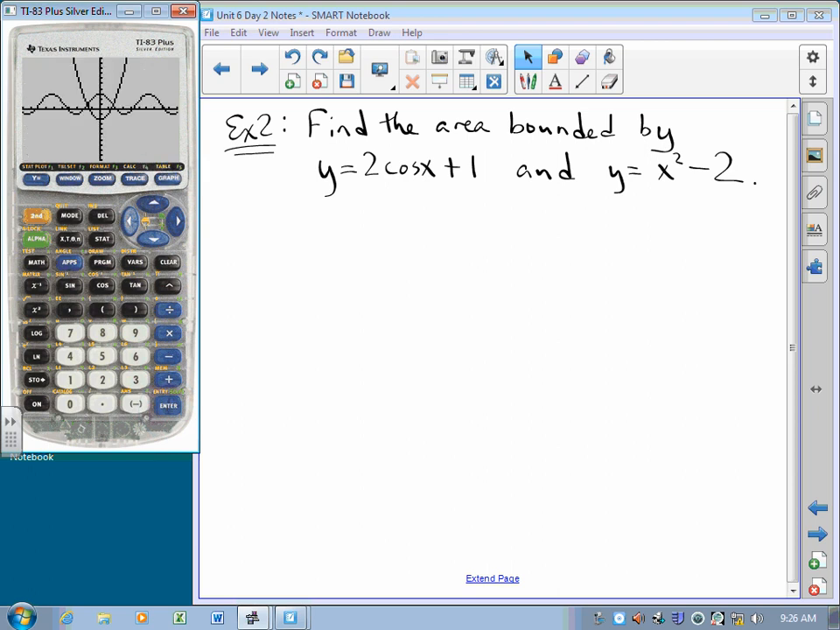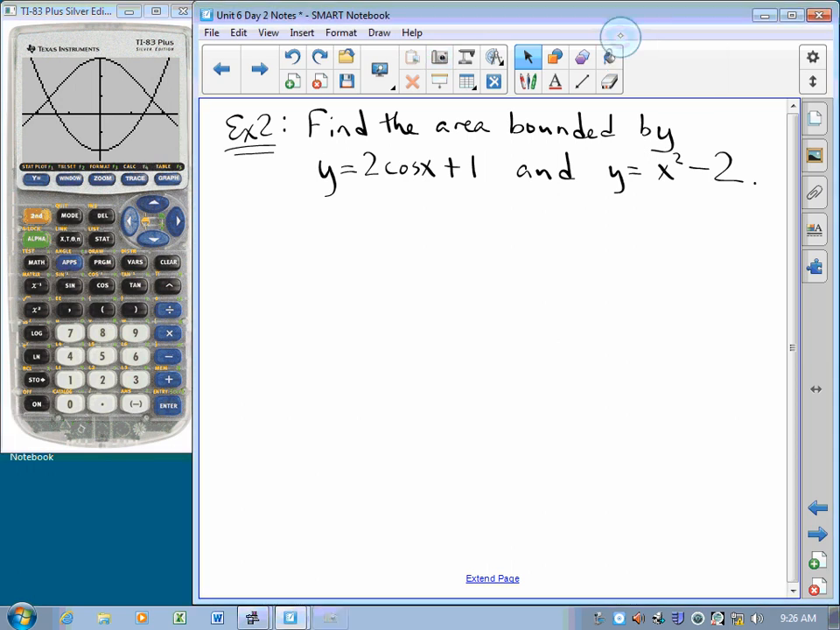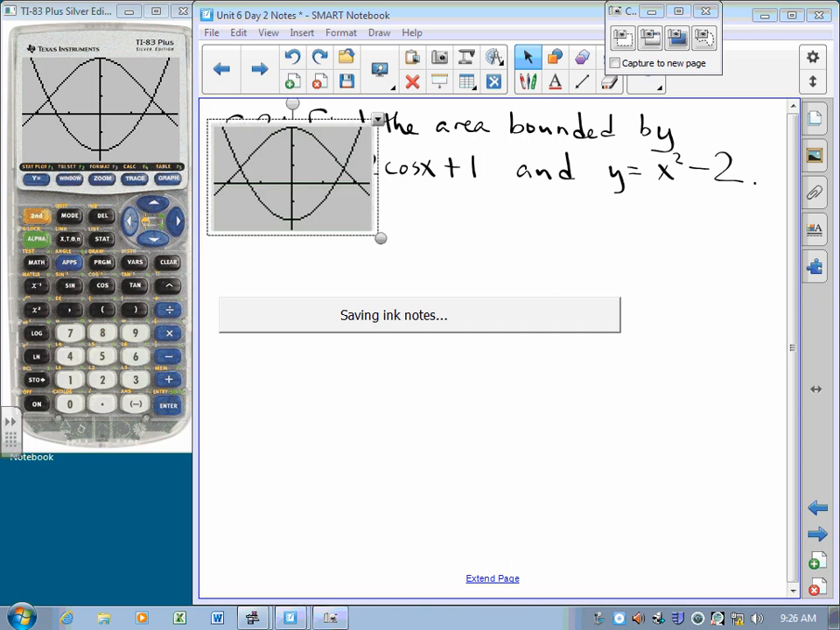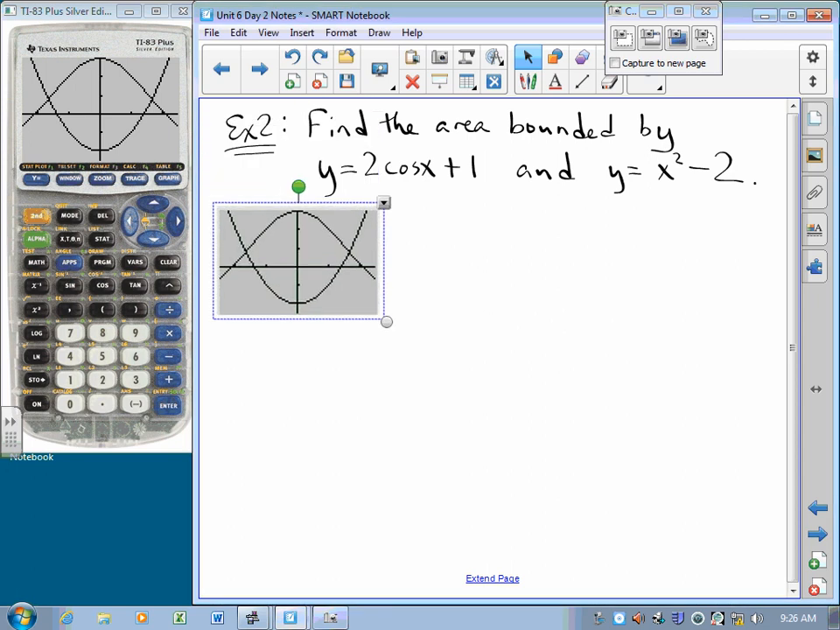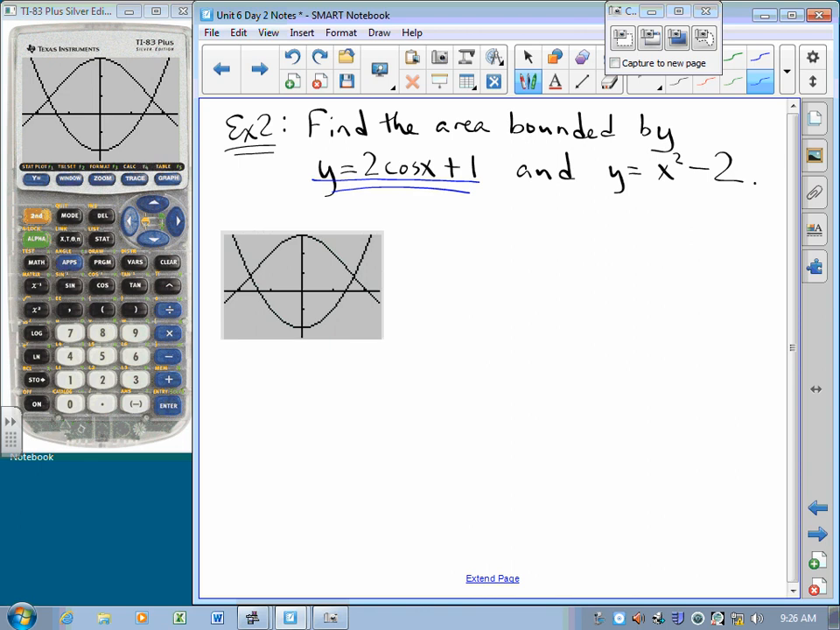Graph. Graph. Zoom. Probably too far. There. Picture. This is the picture we're dealing with. So y equals 2 cosine x plus 1 is this function. Y equals x squared minus 2 is this function. I want the area in between them.